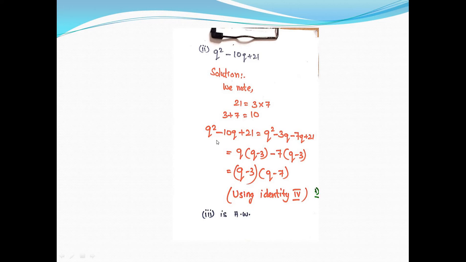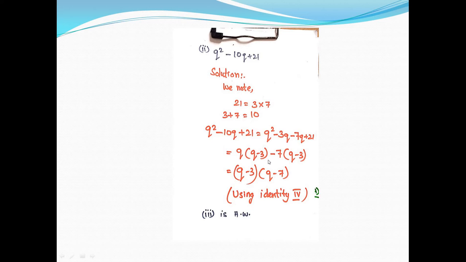So, first we have to rewrite the given expression q square minus 10q plus 21. This can be written as q square, and the middle term will become minus 3q minus 7q plus 21. So, you have to change the middle term. Then next, in the first two terms, q is the common factor, and the non-common factor is q minus 3. Minus 7 will be the common factor for the last two terms, the third and fourth term, and the non-common factor is q minus 3.